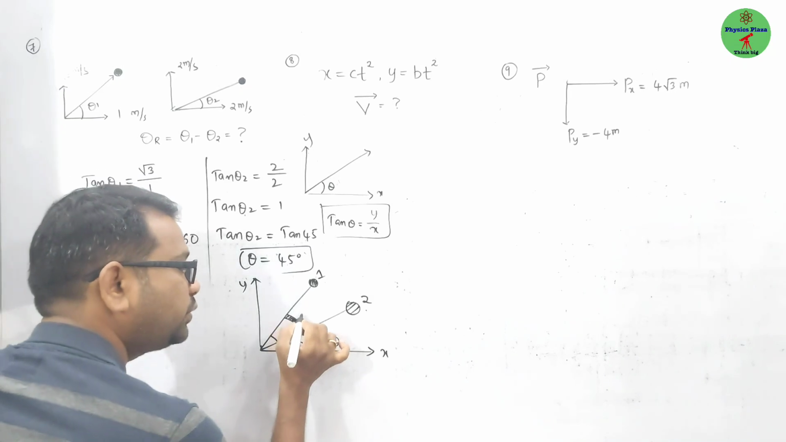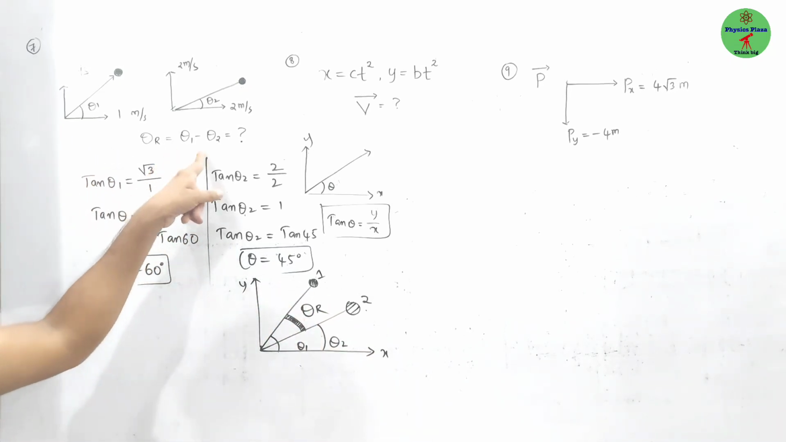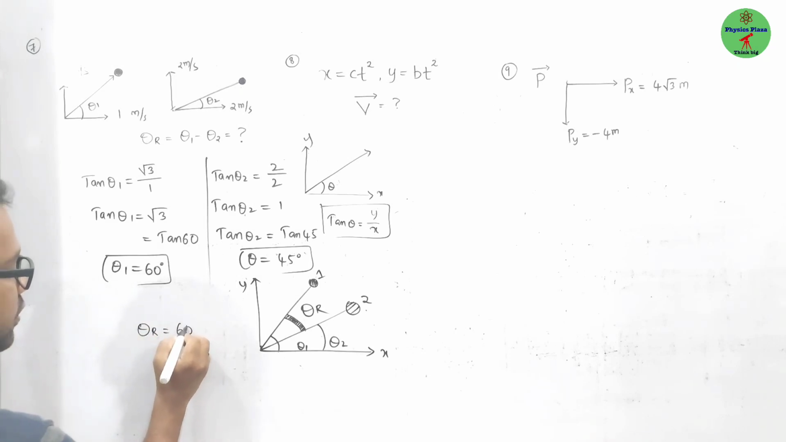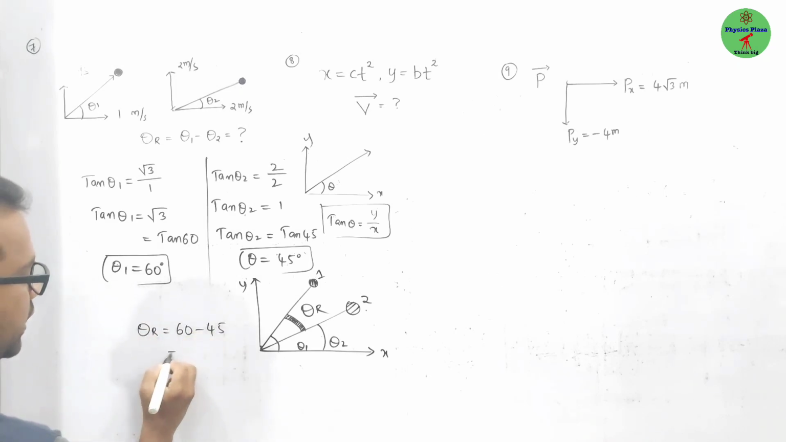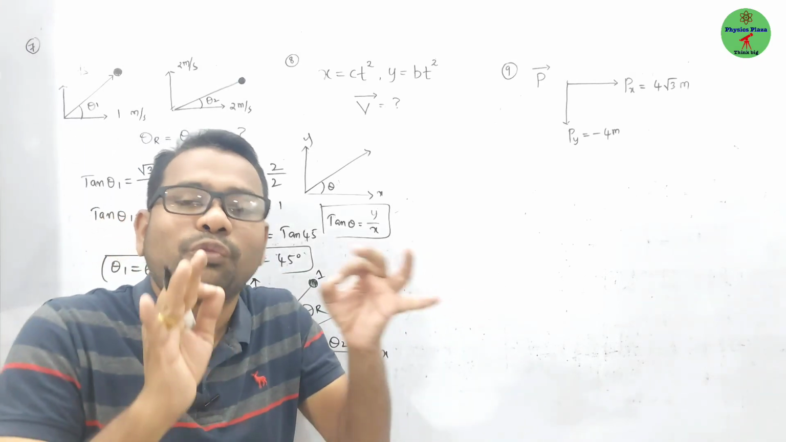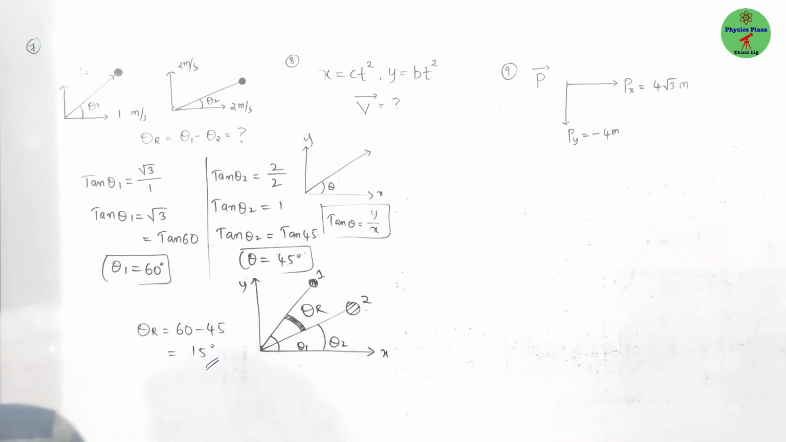This is what is actually the resultant angle. So resultant angle is theta 1 minus theta 2, that's it. So theta r is equal to 60 minus 45. It is going to be 15 degrees. So don't get confused, it's very simple. Okay, fine. And come to the next numerical.